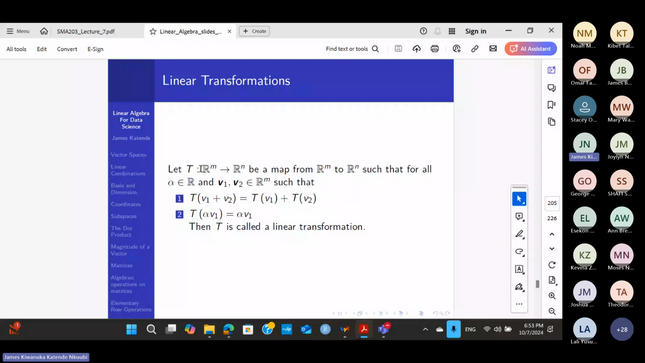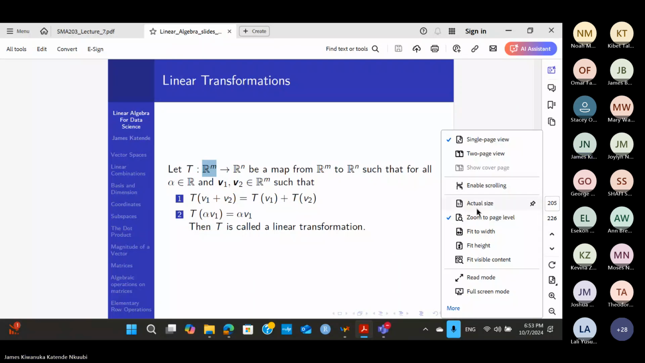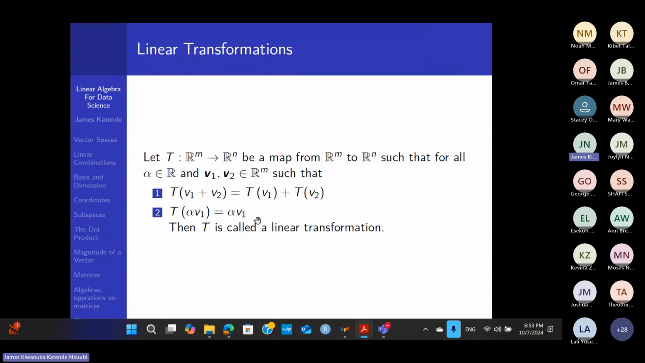If you have a map from Rm to Rn, which satisfies these two properties. Now the vectors are supposed to be bold. I was preparing the notes and was planning to come back and make all of them bold, but I did not. Some of them are bold, some are not. These vectors are supposed to be bold, but from the context, you should be able to tell what is a vector and what is not.